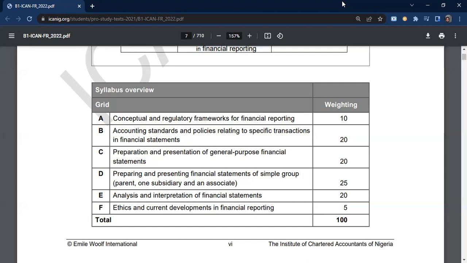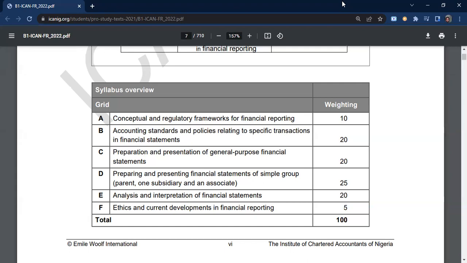I also mentioned earlier, what are the elements of financial statements? Elements are different from components. We have five elements as well: asset, liability, equity, income, and expenses.